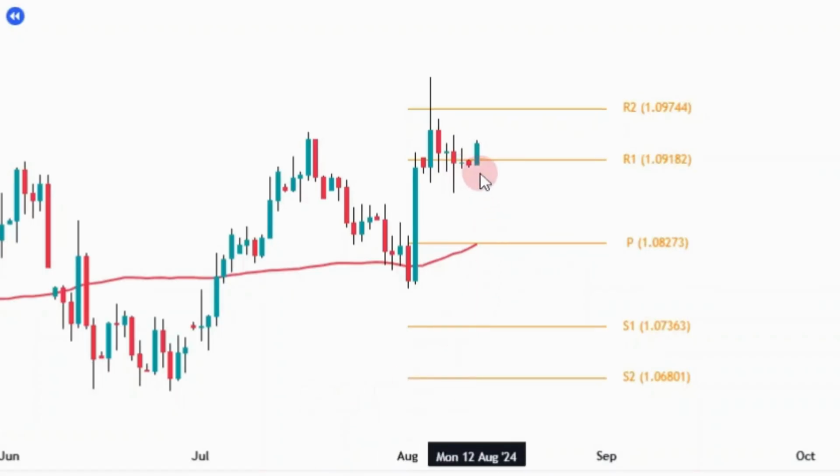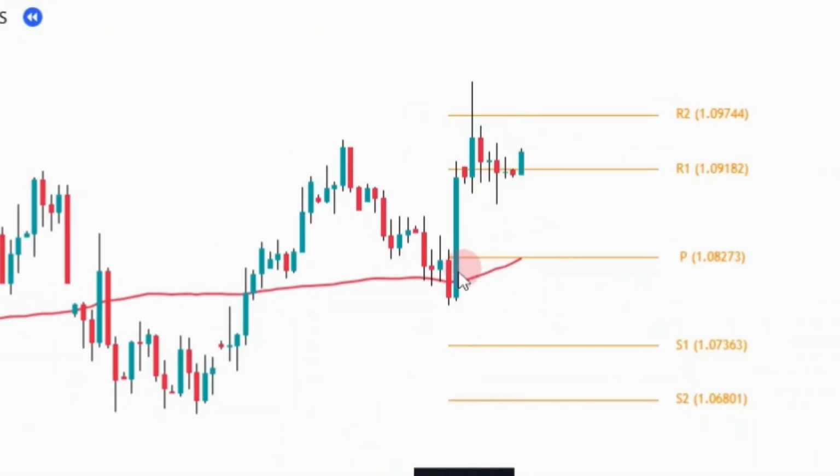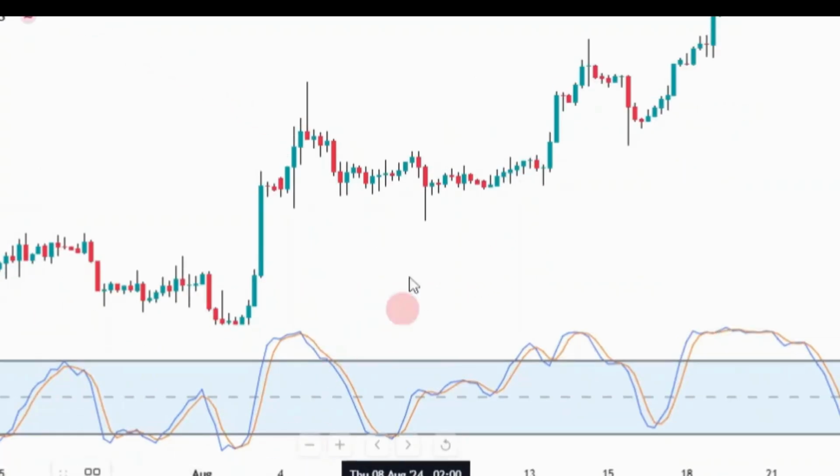Price is bouncing off the R1 pivot point, holding above the 50 SMA, with Knoxville divergence on the 4H chart confirming a potential reversal.